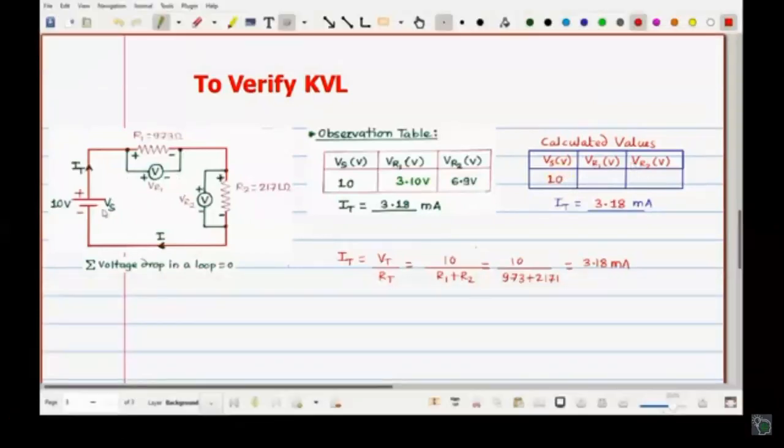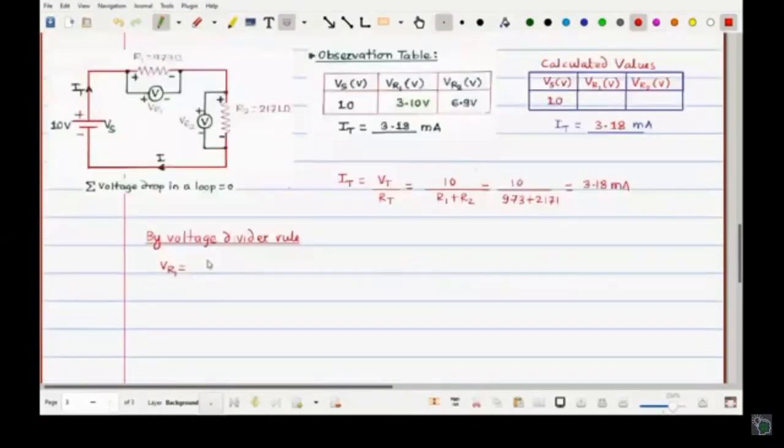Now if you look at the network, what happens? Supply voltage will get divided between R1 and R2 because they are connected in series. So we can apply the voltage divider rule to find the values of VR1 and VR2. Calculating VR1, the voltage across R1, we take R1 in the numerator divided by total resistance, R1 plus R2, multiplied with total voltage. So this is the equation for VR1.